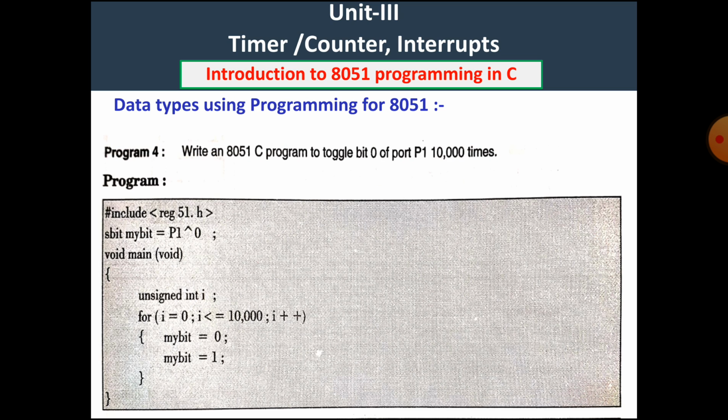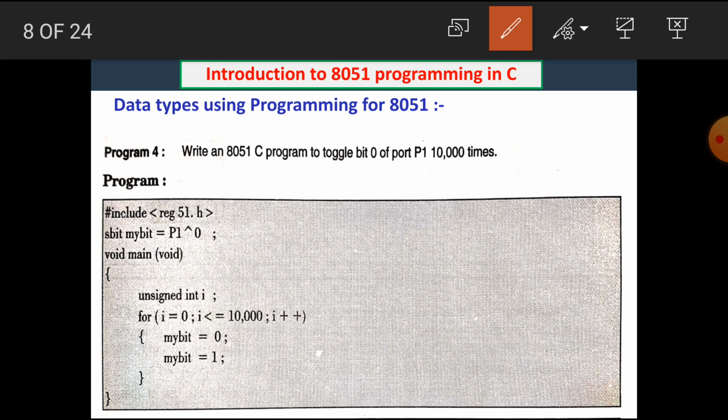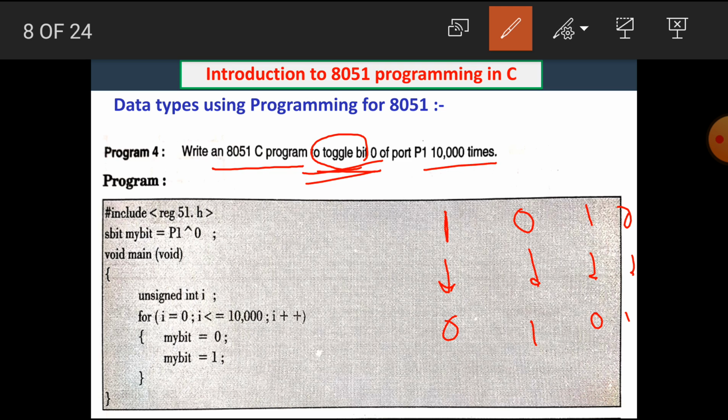Okay. Now the next program is: write an 8051 C program to toggle bit 0 of port 1 10,000 times. First of all, we have to know what is meant by toggle. The toggle means to make the complement. That means if the bit has the value 1, then make it 0. If the bit has the value 0, then make it 1. Continuing this process, that means 1, now make it 0; 0, now make it 1. This process of complementing continuously is known as toggling of a bit.